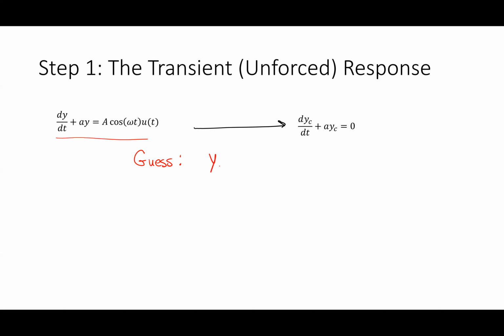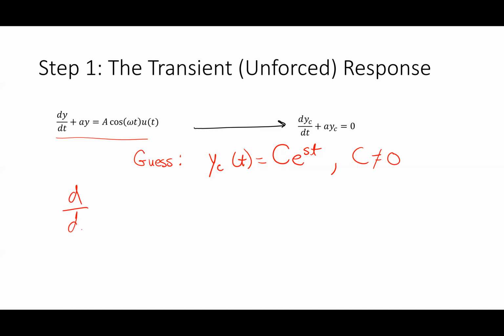Y sub c. Well, what does my transient always look like? What kind of function is my transient always? Exponential. So I guess c e to the st, where I have one caveat. What caveat should I have? C is not equal to 0, because otherwise I just picked 0, and that's a trivial answer. Doesn't make any sense. 0 would satisfy this equation, but I know there's a transient response. I have to choose something that's going to satisfy this equation. So I put that in there.